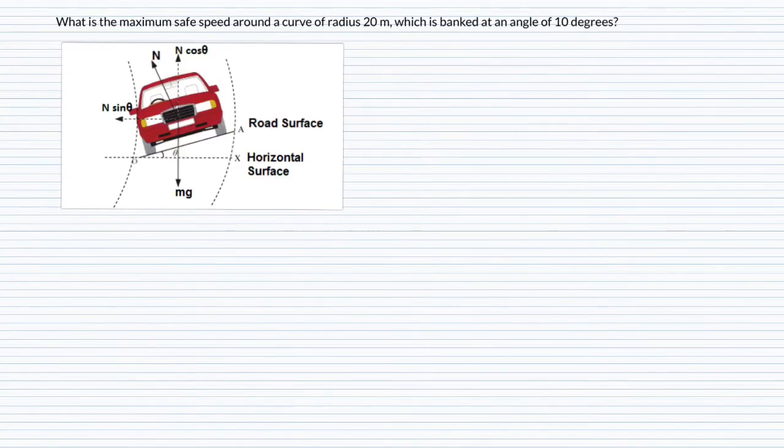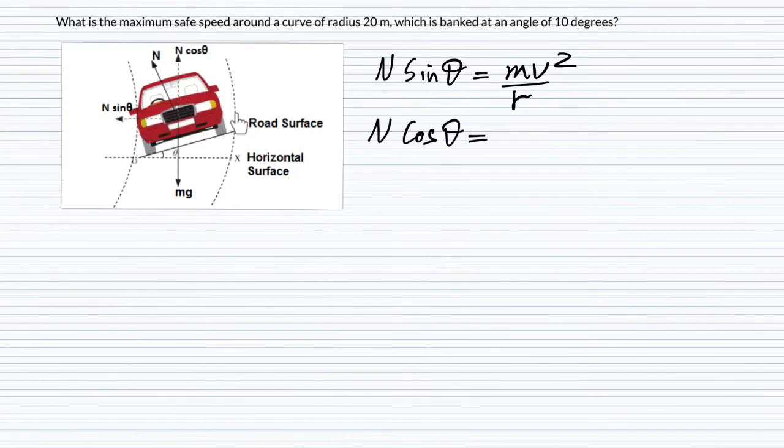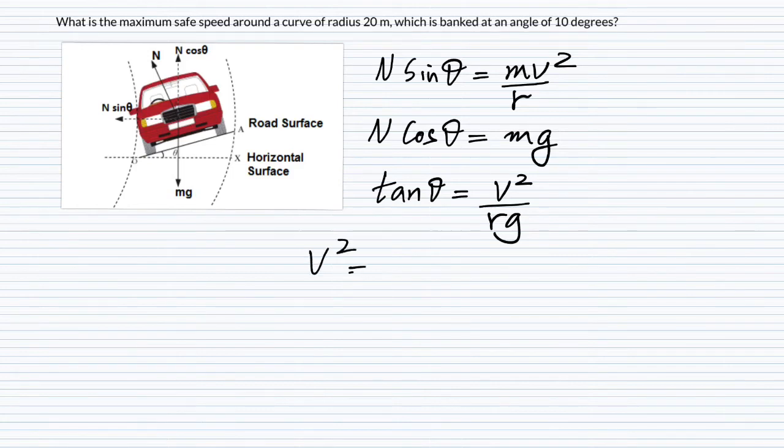And we did talk about this before, and I just wanted to bring it back to show you that if there is no friction, you're just going to have the normal reaction resolved into n sine theta, which gives us the centripetal force, and n cosine theta balances the weight. So dividing one by the other gives us tan theta is equal to v squared by rg, which is the same exact one that we got before.